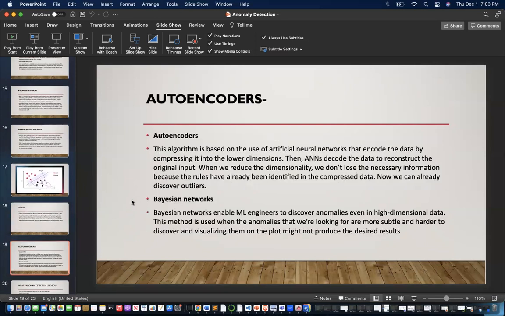Autoencoders. This algorithm is based on the use of artificial neural networks that encode the data by compressing it into lower dimensions. The ANNs can then decode the data to reconstruct the original input. When we reduce the dimensionality, we don't lose the necessary information because the rules have already been identified in the compressed data. Bayesian networks enable ML engineers to discover anomalies even in high dimensional data. This method is used when the anomalies we are looking for are more subtle and harder to discover.